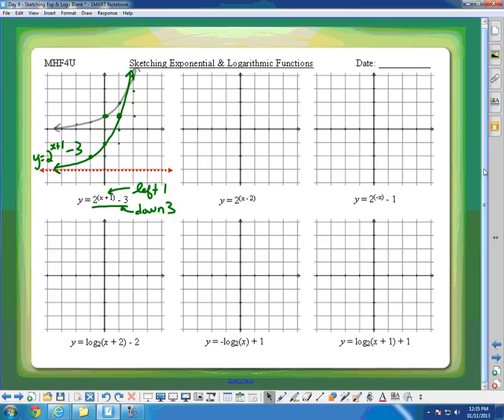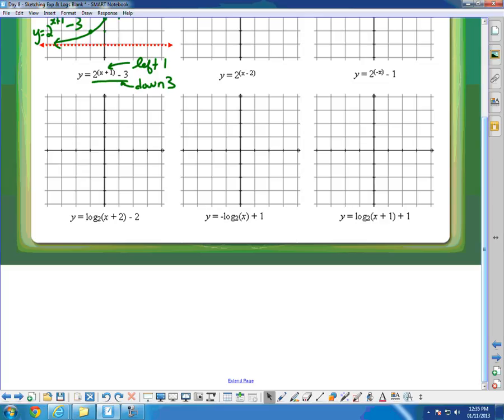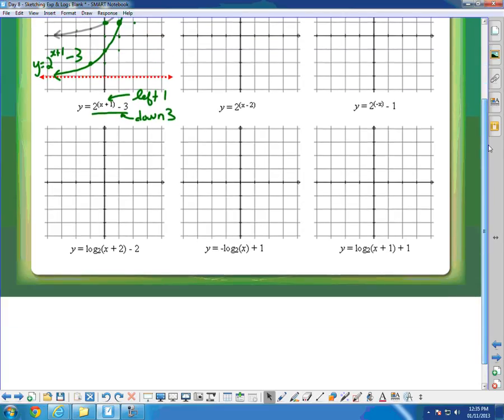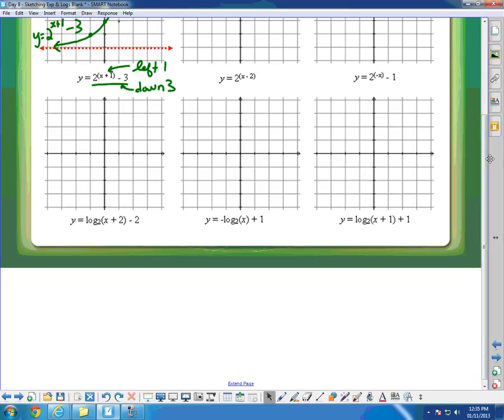Next, because the log comes a log function. So again, you can pause the video if you want to try it on your own, or we'll just go to it right now. So it's a log function, and we look inside the function, it's plus 2, so that means it moves left 2, opposite to what we think. And then the minus 2 tells me it moves down 2.